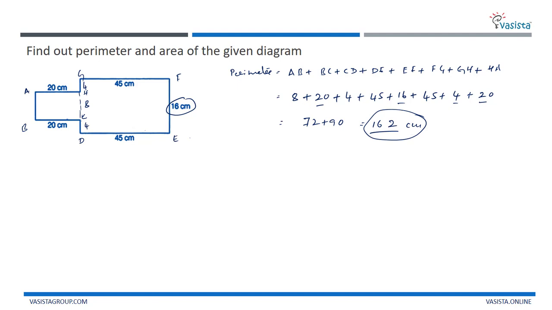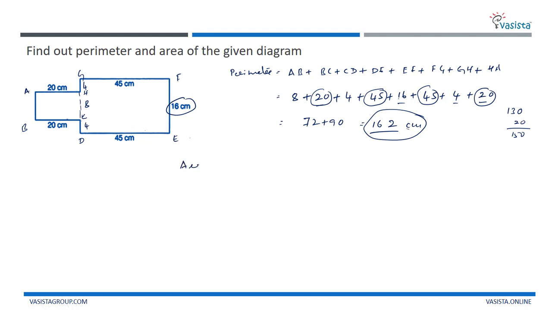Let us check one by one again. 20 plus 20, 40, 45 plus 45, 90. 40 plus 90 is 130. 16 plus 4, 20. That is going to be 150. 8 plus 4 is 12. That is 162 centimeter. Now we need to find the area.